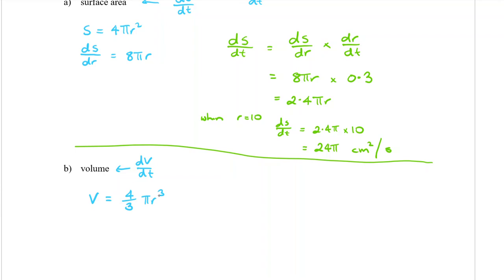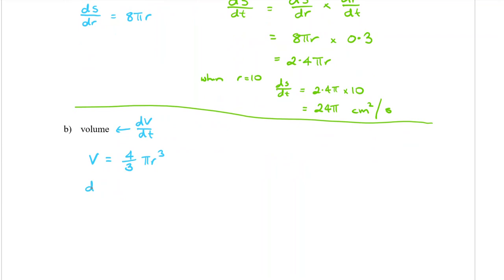Okay, to differentiate, I'm going to differentiate V with respect to r. So no shorthand notations for derivatives, because you need to know the units that you're comparing, okay? This 3 is going to times down the front. So the 4 over 3 times 3 is just going to make 4 pi r squared. Hey, that's pretty cool, isn't it? Did you know that differentiating volume, you get surface area? Cool fact. Anyway, on to the next part.